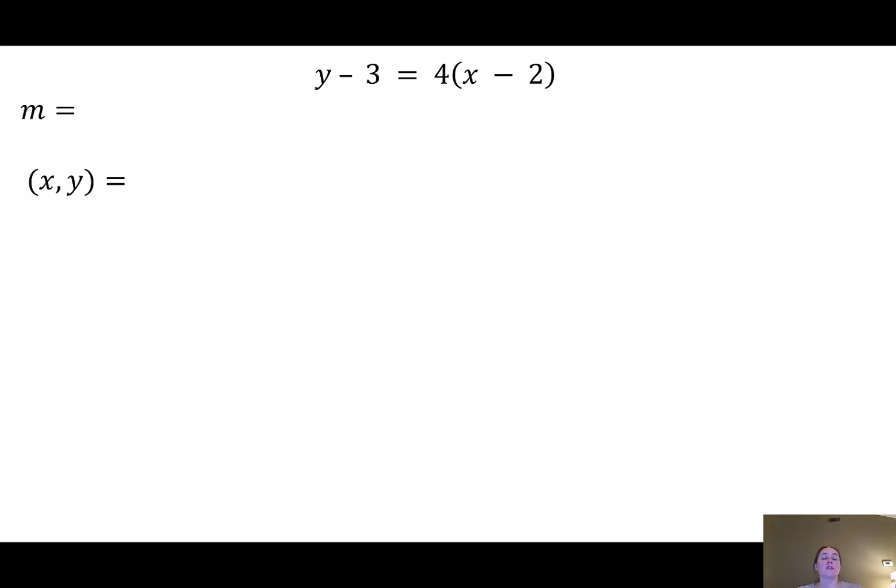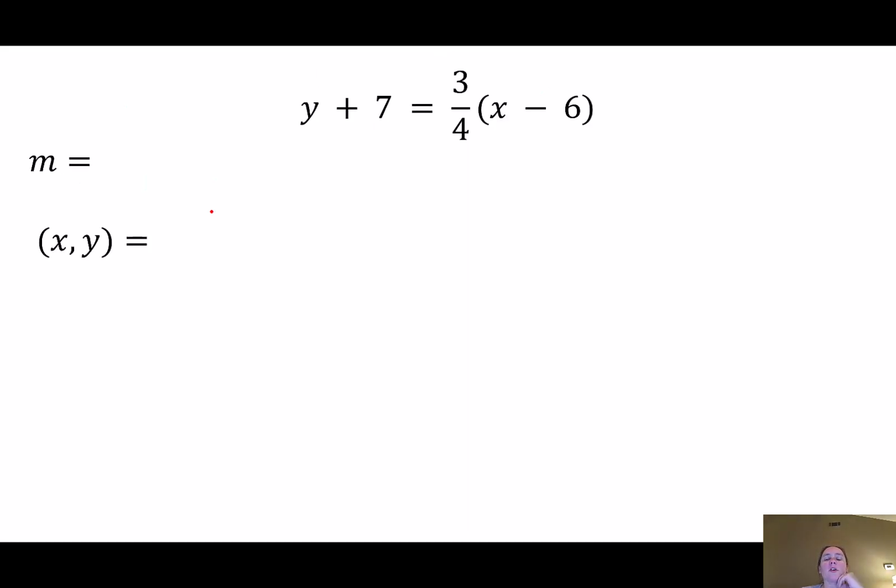So remember, m is my slope. That's the number in front of the parentheses, in front of the x part. So in this case right here, my slope is 4. Now we're going to look at what are the numbers after the x and the y. So in here, this is my x1, this is my y1. And we always take the opposite sign of what we see. So since it's minus 2, it's actually a positive 2. Since it's minus 3, it's a positive 3. So there's my slope and my point.